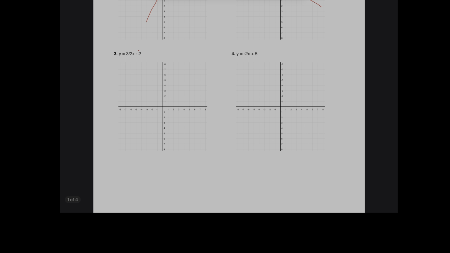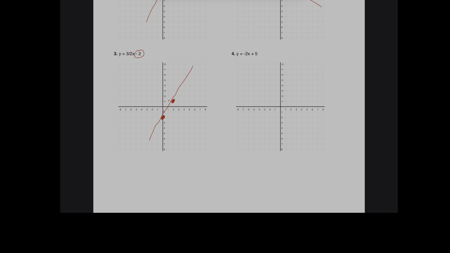Okay, so let's go to number 3. It says minus 2, so we're going to start at negative 2. And we're going to do a slope of 3 over 2. We don't worry about fractions. 1, 2, 3 over 2. They're great. We love fractions. It's just slope, rise over run.